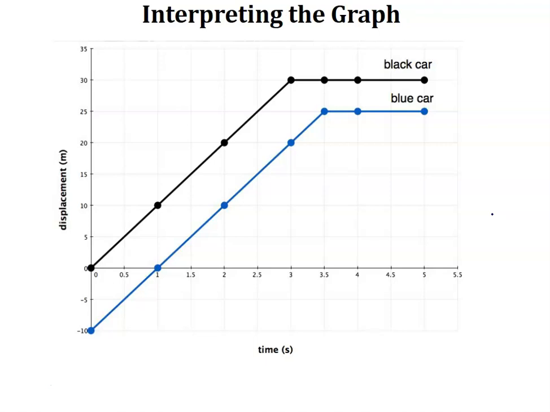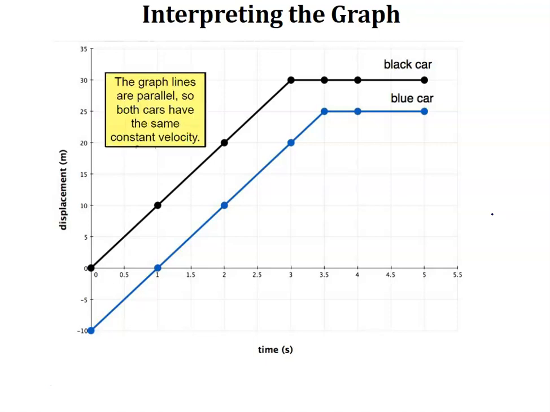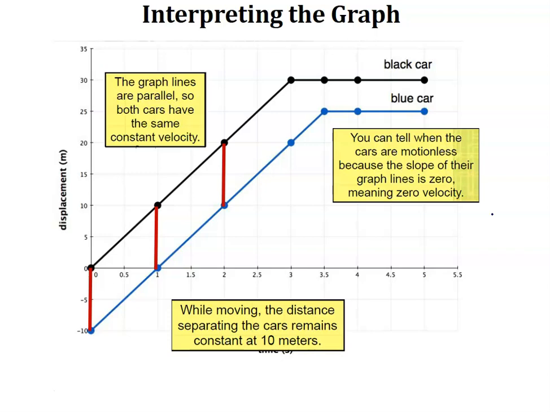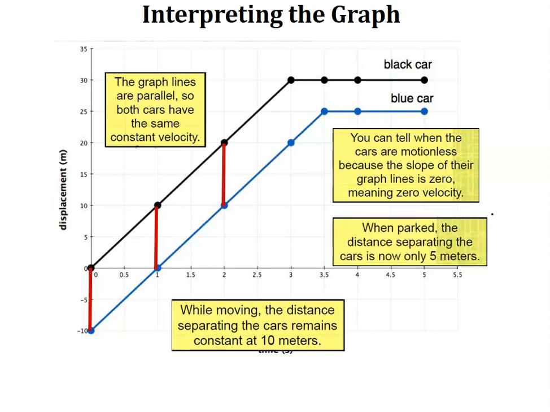So when we interpret the graph, the lines are parallel. That means both cars have the same constant velocity because the slopes for both of those lines are going to be the same. While moving, the distance separating the cars remains constant at 10 meters. You can tell when the cars are motionless because the slope of their graph lines is 0, meaning 0 velocity. When parked, the distance separating the cars is now only 5 meters.